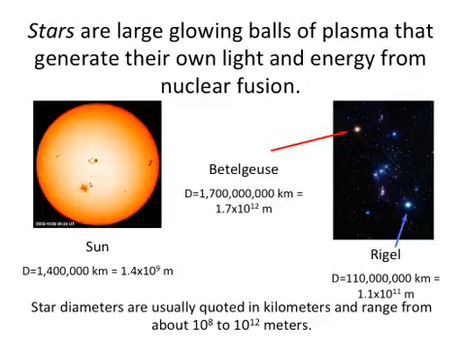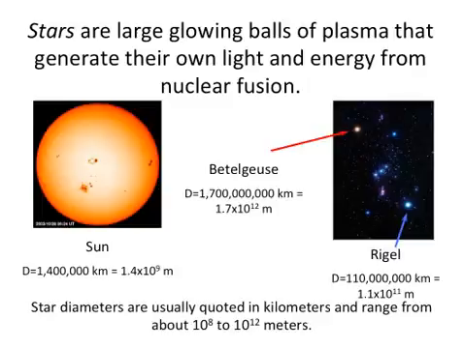There are some stars visible now in the winter, which we'll learn in our lab next week. Betelgeuse and Rigel, they're in the constellation Orion. These stars are larger in diameter than the Sun. Rigel is about 110 million kilometers, so about 100 times bigger than the Sun. Betelgeuse is a true giant star. It's 1.7 billion kilometers in size. And again, notice that we are using kilometers for these sizes.